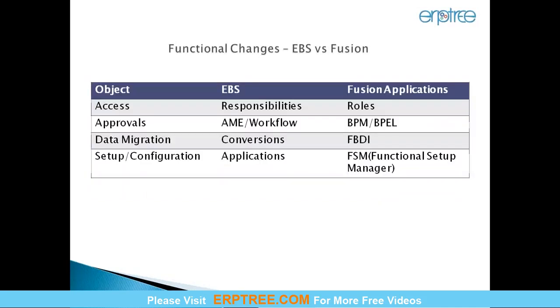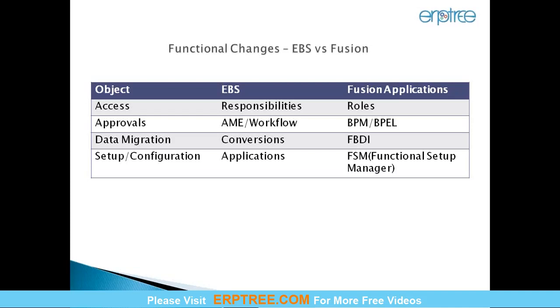A few other changes you can see, like the access point. In EBS we have a responsibility, but in the Fusion application there is no concept called responsibility. Everything is managed with roles. For approvals, in EBS we use AME, in Fusion we use BPM, Business Process Management. For data migration, in EBS we do this as a conversion activity which should be done by technical people, and in the Fusion application the same conversion you can do with the FBDI process, which is file-based data integration.